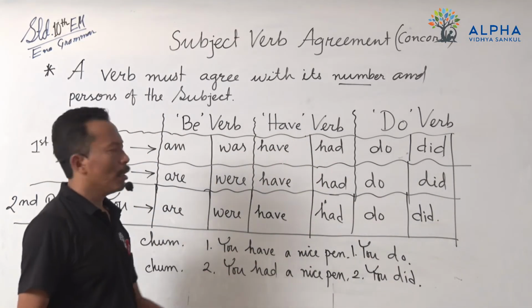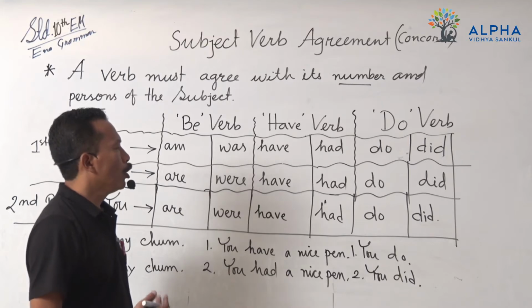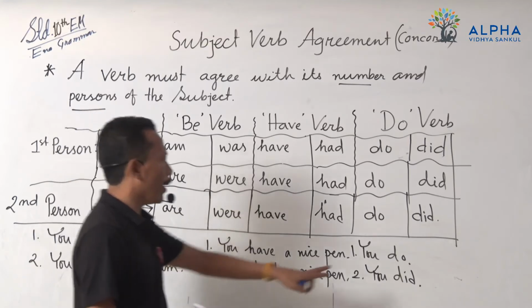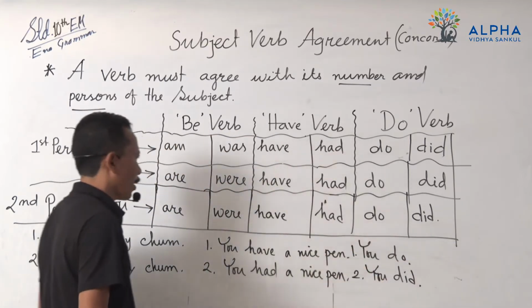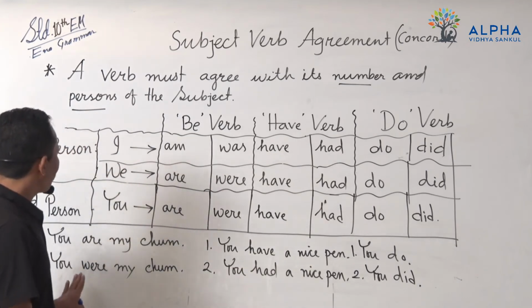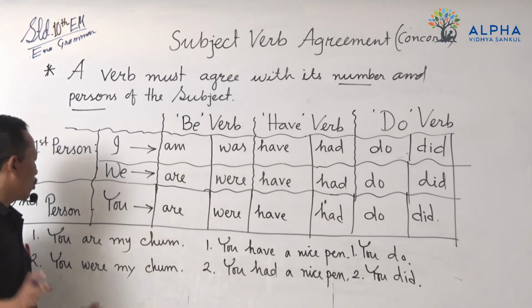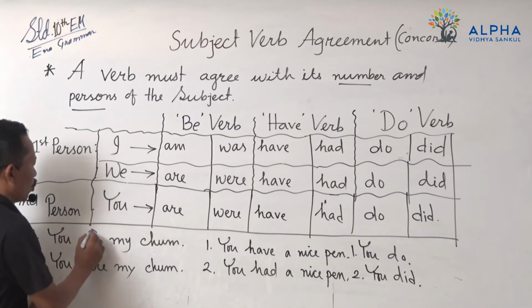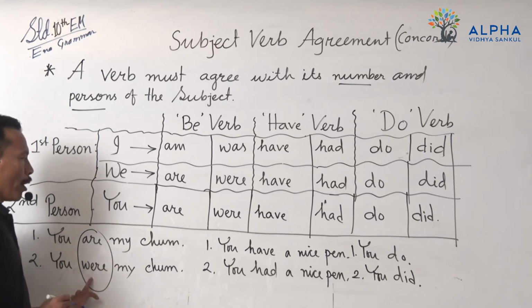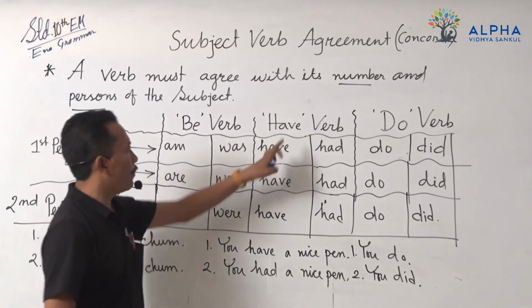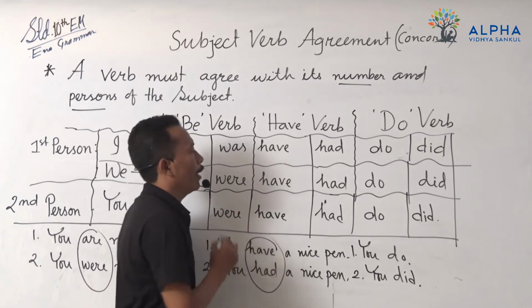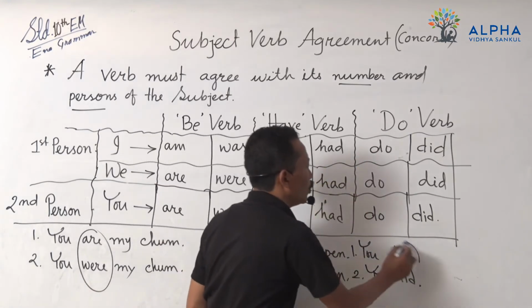You do my work, you do your work, you did his work. Anyway, you can make longer sentences, no problem. Okay. Here, don't use "you was." For the "you," there are two options, "are" or "were." And for the "had" verb, "have" and "had." And for the "do" verb, "do" and "did."